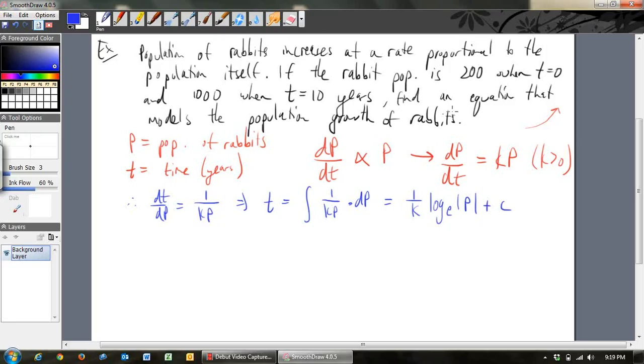Alright, now, when you're solving DEs, it's always good to make sure you're aware of your initial conditions, your two conditions.